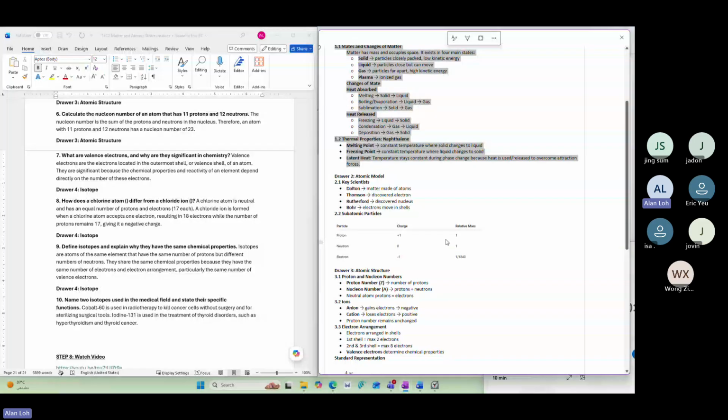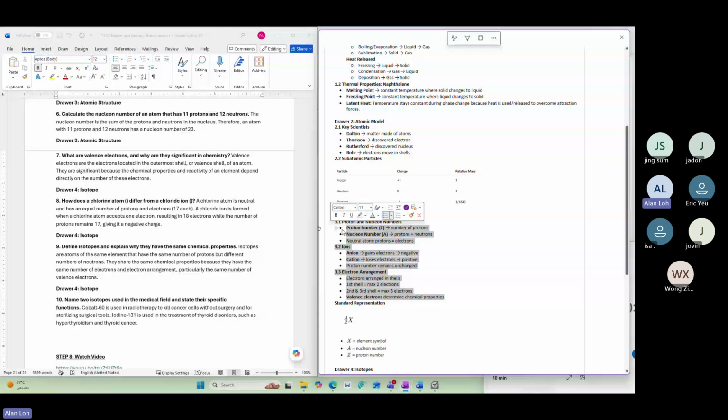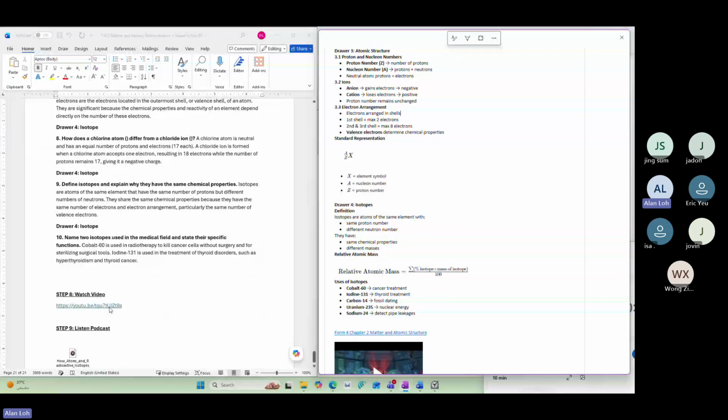Now, we are moving to step 8. I think step 8 is the easiest. You just need to watch for about 7 or 8 minutes. Whoever has a problem with the video, let me know. I will start now. 8 minutes.